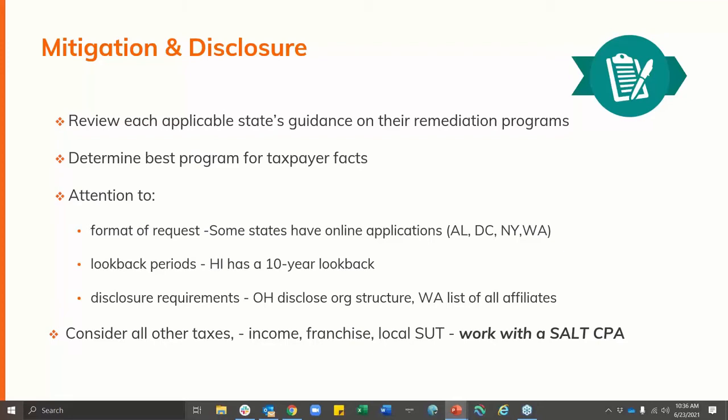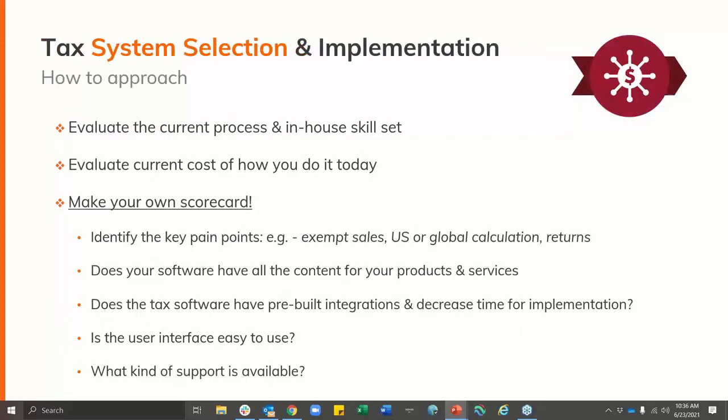Okay, go ahead, Bethany. Getting towards Avalara here. Tax system selection and implementation. Very, very important to think about this. So you're talking about, I have a problem and I want to correct my problem. I'm doing mitigation, but now I also want to make sure that I'm doing something really good for the future so I don't get into this problem again.